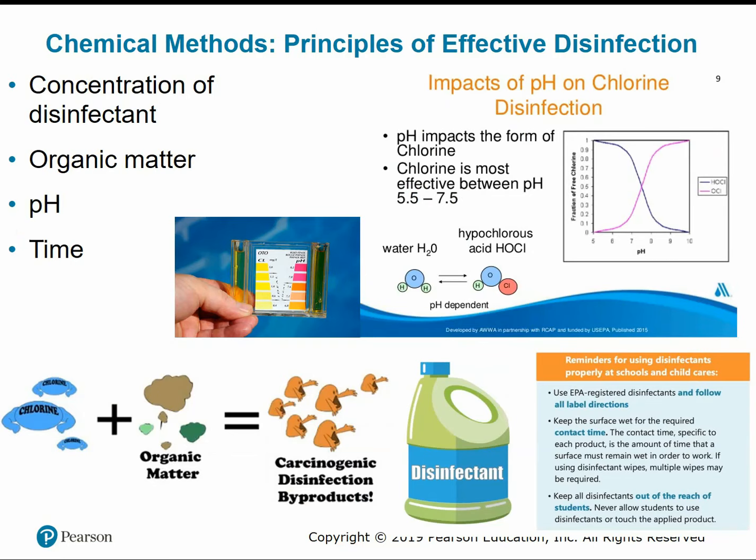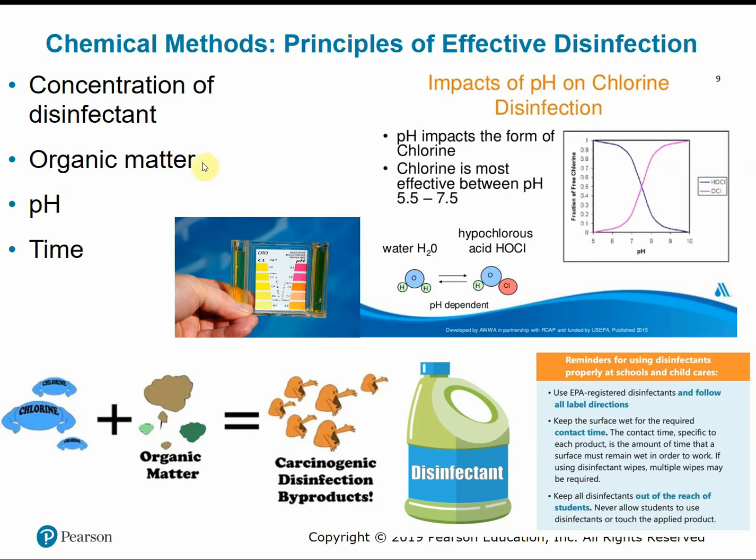Now looking at some chemical methods of microbial control and effective disinfection. One important component of the effectiveness of your disinfectant would be the concentration. Again, it's important to read the label on your disinfectant bottle. Different disinfectants work better at different concentrations. You might have to do 2 parts water to 1 part disinfectant, or 3 parts water, depending on what it is. So make sure you follow all the label directions.